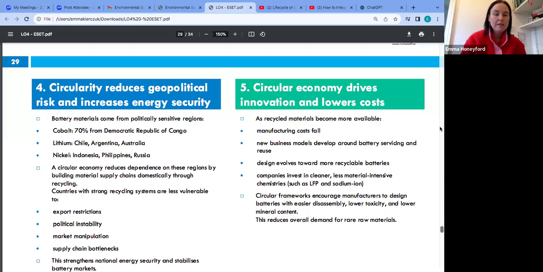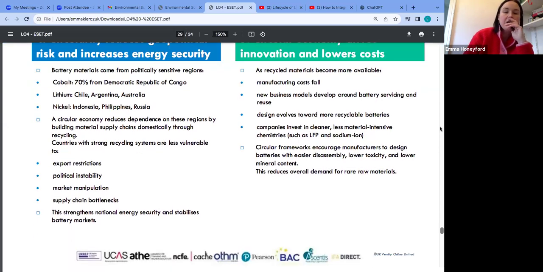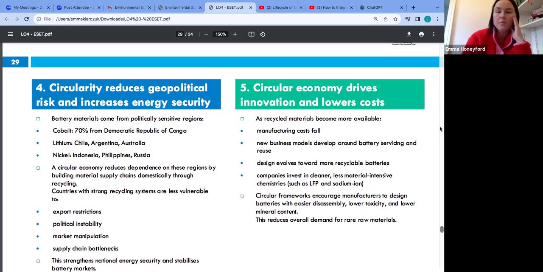Countries with strong recycling systems are less vulnerable to export restrictions, political instability, market manipulation and supply chain bottlenecks. This strengthens national energy security and stabilises battery markets. So circular economy drives innovation and lowers costs. As recycled materials become available, manufacturing costs fall, and new business models develop around battery servicing and reuse. Design evolves towards more recyclable batteries.